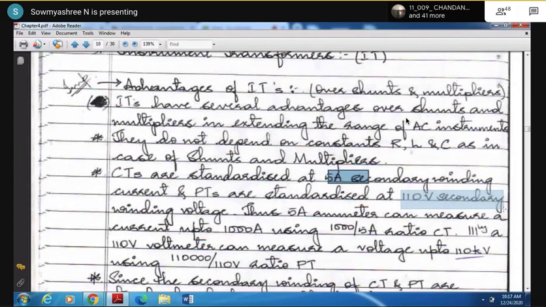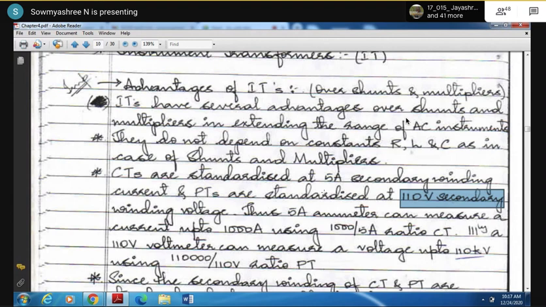Primary might be anything, but usually these CTs and PTs will be designed in such a way that they are standardized to certain values. That is, CTs will be standardized to the value of 5 amps, and PTs will be standardized to the value of 110 volts of the secondary winding voltage.